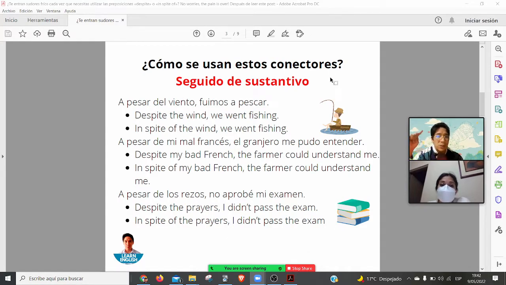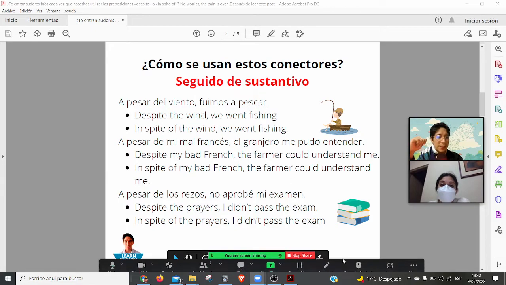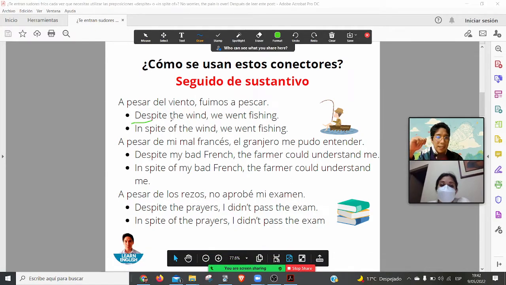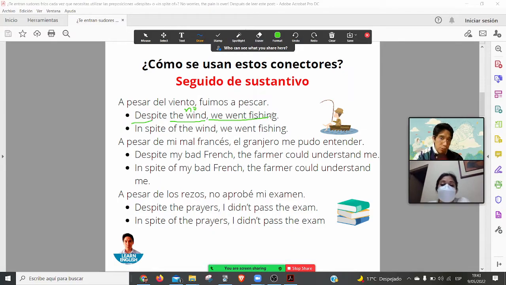¿Cómo se usan estos conectores? Por ejemplo, mira, a pesar del viento fuimos a pescar. Despite the wind, sustantivo. We went fishing. In spite of the wind, sustantivo. Ya te explicamos el primero, ¿cierto? Ahora, a pesar de mi mal francés, el granjero me pudo entender. Despite my bad French, the farmer could understand me. In spite of my bad French, the farmer could understand me.